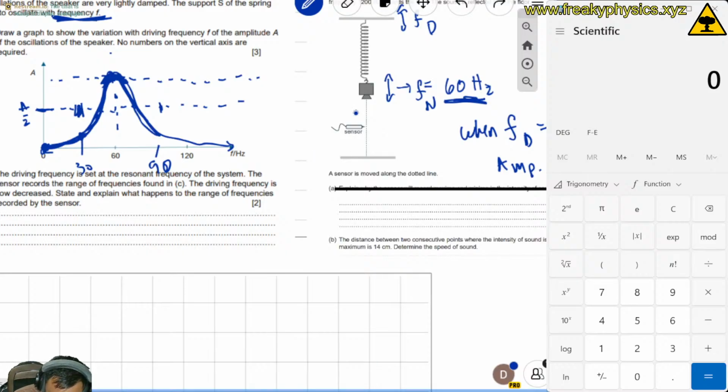Okay, so let's go back to this. This is now the sensor, and the sensor is now actually looking at the frequency of the sound that's being emitted, right? This is a little bit tricky because we're now talking about three frequencies: the natural or resonant frequency, the driving frequency, and the frequency of the sound being produced. Three frequencies, three different things. In this case, the range of frequencies recorded by the sensor.